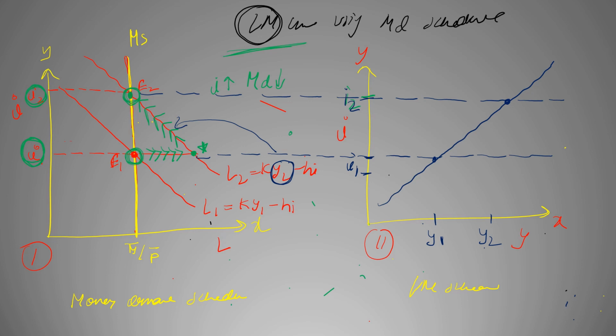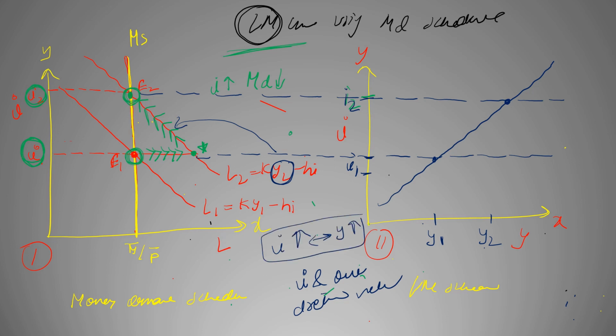Why? Because in the money market, interest rates and output are directly related, which means an increase in the interest rate ends up increasing your output in the economy, right? Now in our next video, we'll see what causes it to shift and rotate. Thank you.